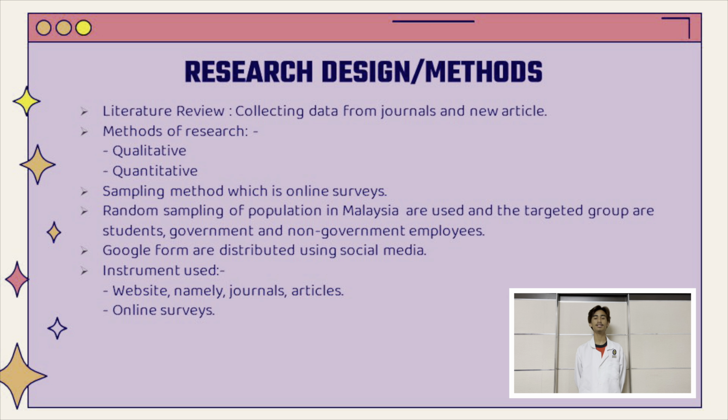The methods of this research are quantitative and qualitative. Quantitative is defined as systematic study of phenomena. Sampling method used is online surveys. Random sampling of the population in Malaysia is used. The targeted groups are students, government and non-government employees. The Google Form is distributed using social media such as Instagram, Twitter and WhatsApp.